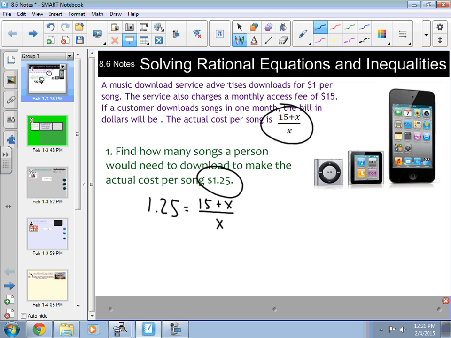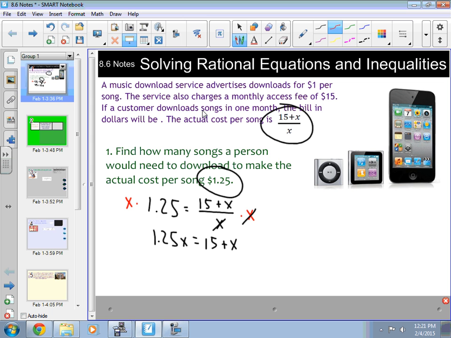Well, if we're going to solve something like this, what we need to do is get it so that it is not any fraction anymore. We don't want a problem that's a fraction. So what we want to do is get rid of this x that's on the bottom. And how we can do that is by undoing division, and you undo division by multiplying. So if we multiply both sides by x, now we should be able to solve this out. So we have 1.25x equals, these would cancel. Now we have a linear equation we can solve.